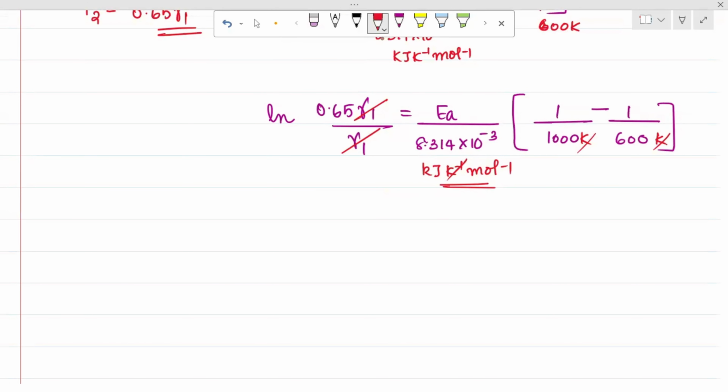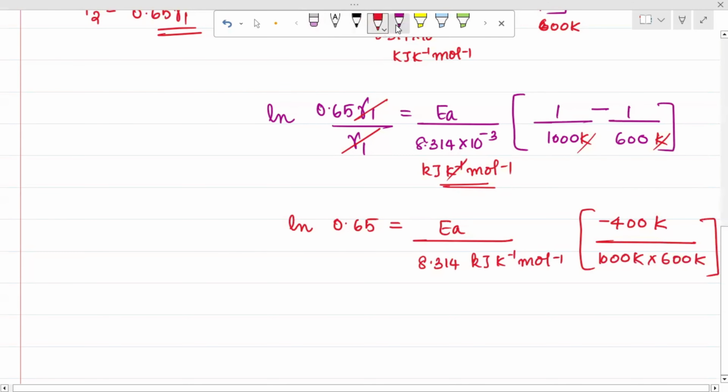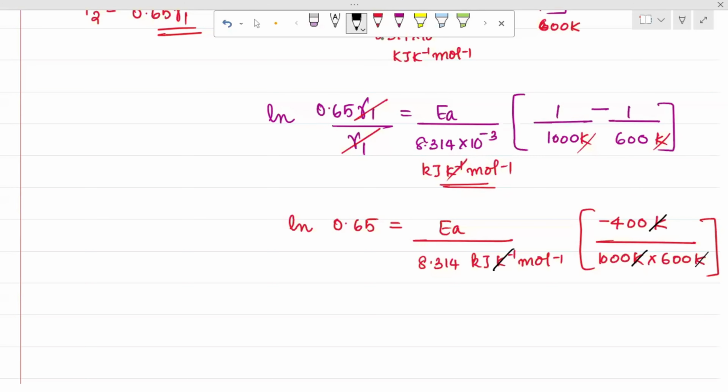I'll show you once. Ln of 0.65 is equal to EA by 8.314 kilojoules per Kelvin per mole into, 600 Kelvin minus 1000 Kelvin is minus 400 Kelvin, divided by 1000 Kelvin into 600 Kelvin. Initially, this Kelvin and one of the Kelvins from the denominator get cancelled. Next, you have per Kelvin over here and a Kelvin left over here. So whatever you have remaining is just kilojoules per mole.